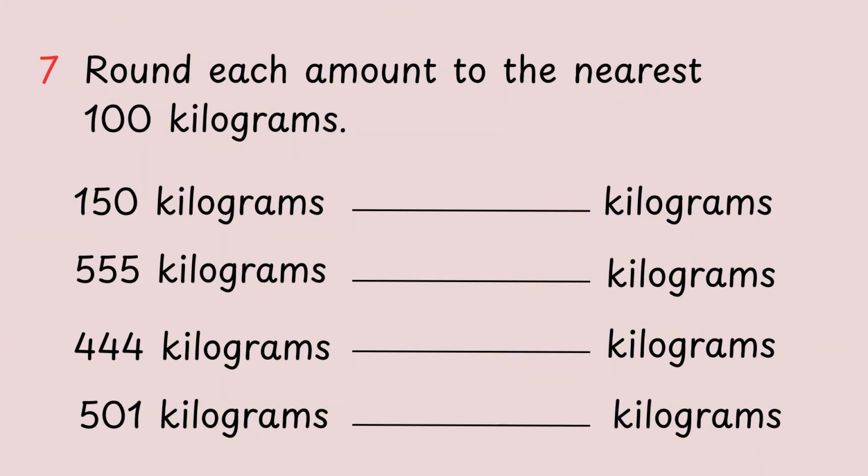Question 7. Round each amount to the nearest 100 kilograms. So, for 150 kilograms, when we round to the nearest 100 kilograms, that will be 200 kilograms. For 555 kilograms, that will be 600 kilograms. For 444 kilograms, that will be 400 kilograms. For 501 kilograms, that will be 500 kilograms.